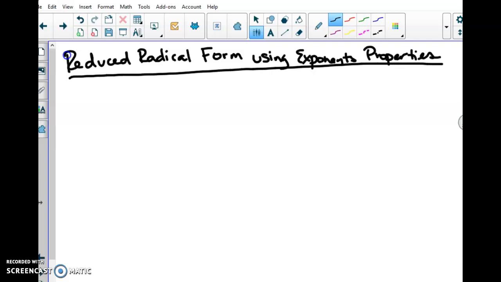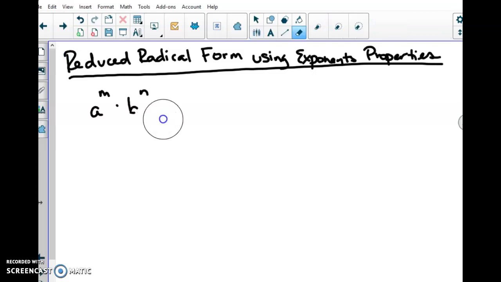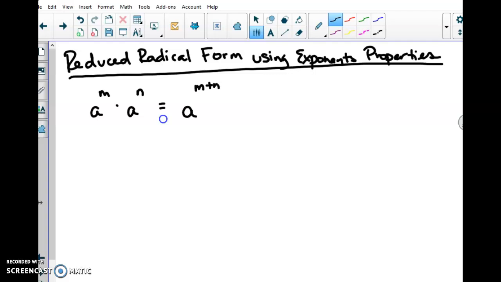If you have a to the power of m times a to the power of n, this is going to result in a to the power of m plus n. So you're adding those exponents. If you have a to the m, to the power of n, this is going to be a to the power of m times n.